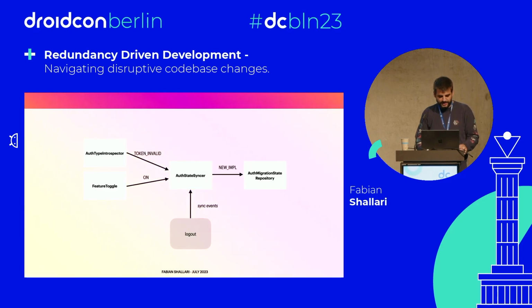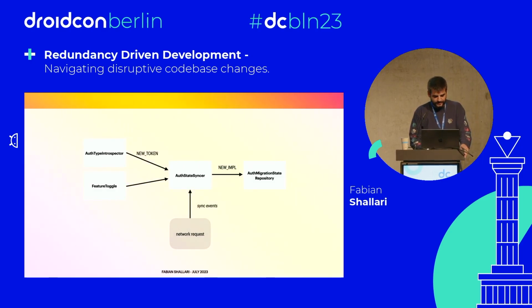So if the user gets logged out on a logout event, logs out by themselves, or we invalidate their token remotely, and the feature toggle is now on, this is the first time that the state machine says we are ready to use the new authentication server. And on the login, users will have a new token, and we are now using the new auth system. And if nothing changes, on each subsequent network request, we still use the new implementation.